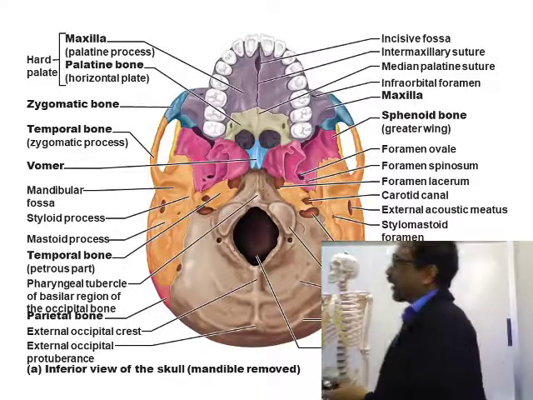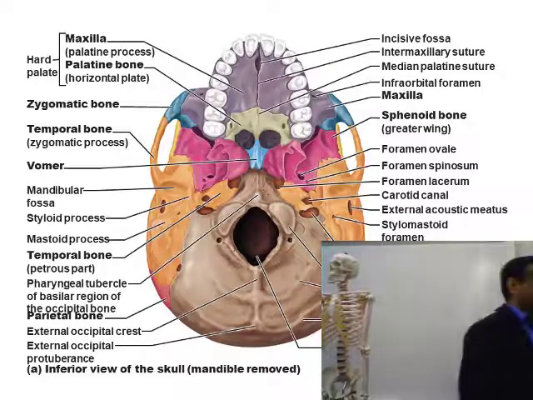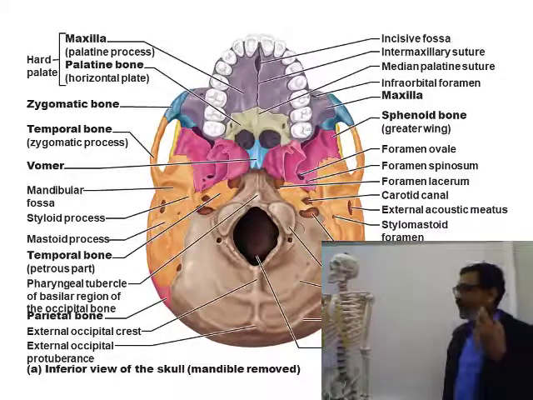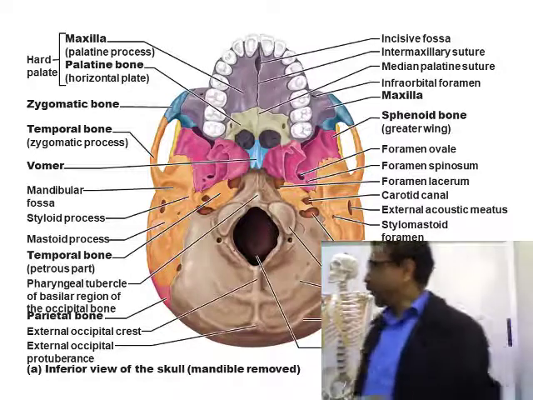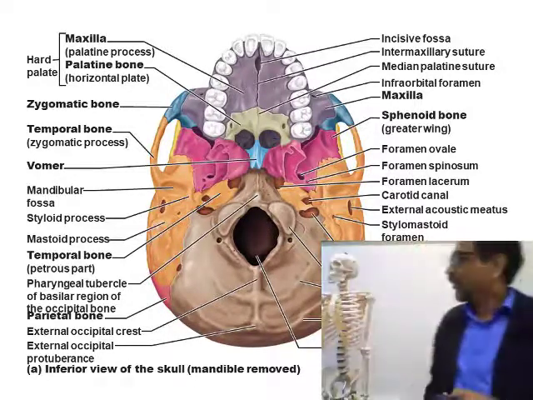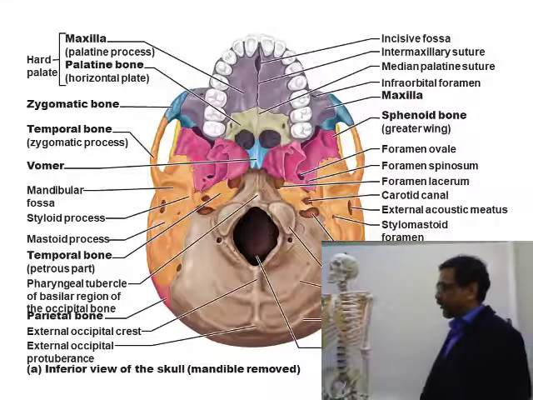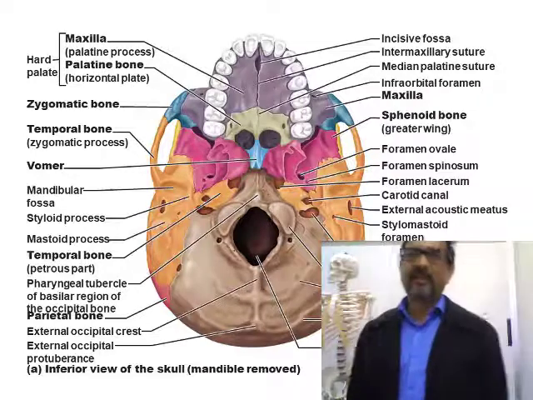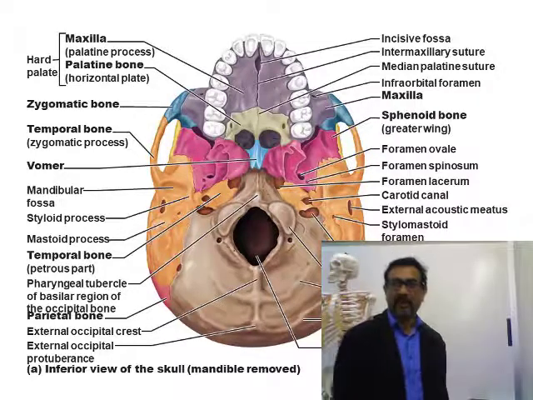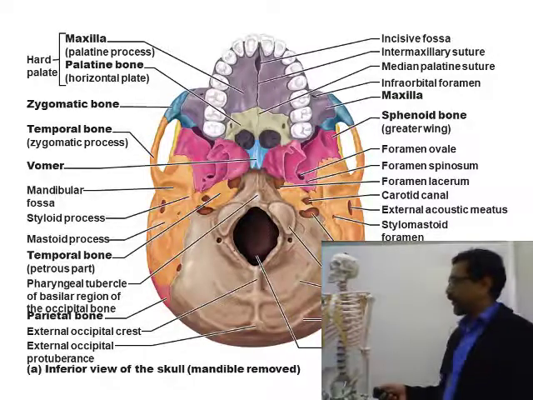The largest one you see here is called the foramen magnum. Foramen magnum, magnum means big or large, and foramen is the opening, a kind of round opening. So that's the largest one. The spinal cord descends from the brain through that foramen.